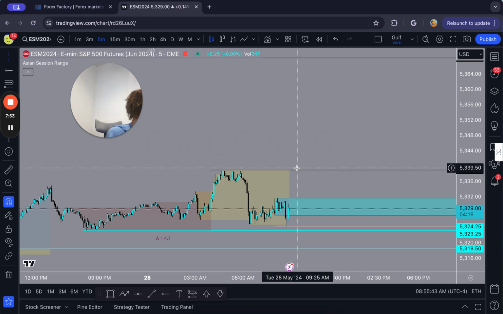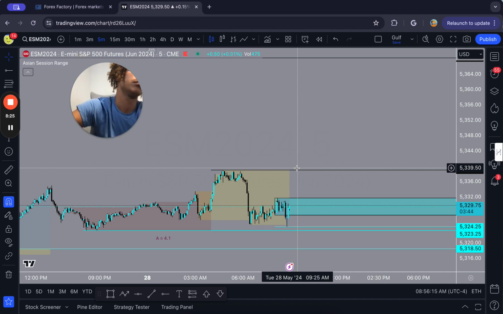I'm trying to find my cube real quick. Charging cube, just so I can charge my computer. Cool. Computer is charged.